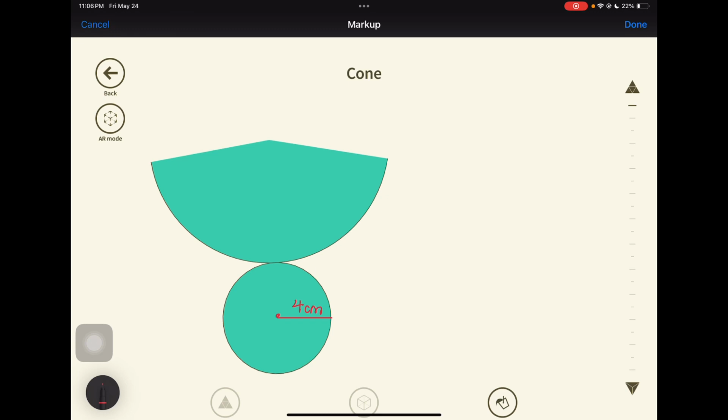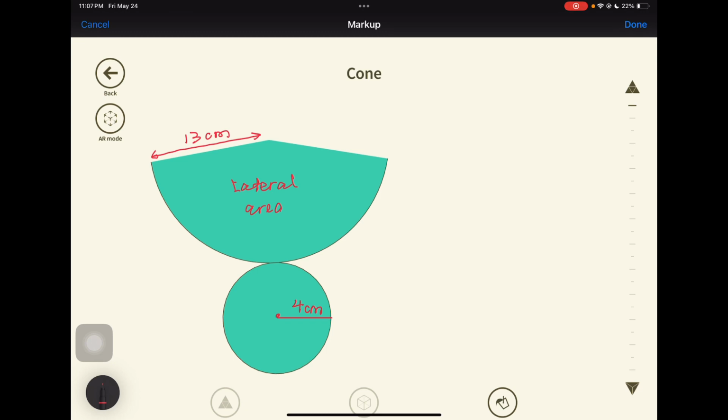Now for the upper part of the cone, we will need to find its lateral area using a formula, and the length of the side here, you can see that it is 13 centimeters. So that's the slant.